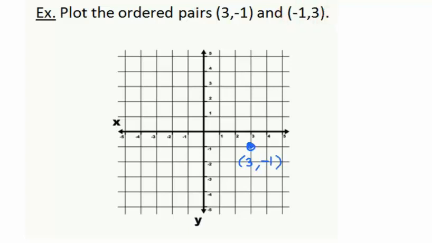For the point negative 1, 3, we begin again at the origin. And our first number tells us we need to move 1 to the left. The second number tells us whether or not we move up or down. Since it's a positive 3, we're going to move 1, 2, 3 steps up. So we'll put a dot here, and we could label this as the point negative 1, 3.